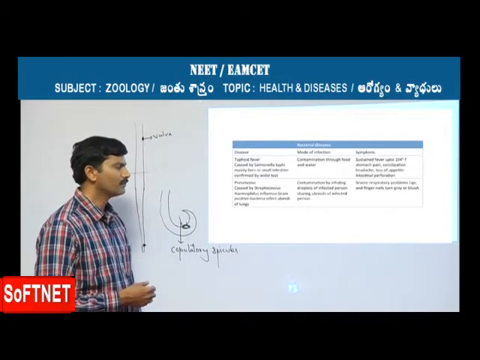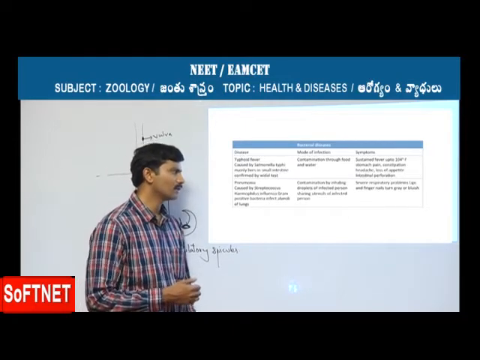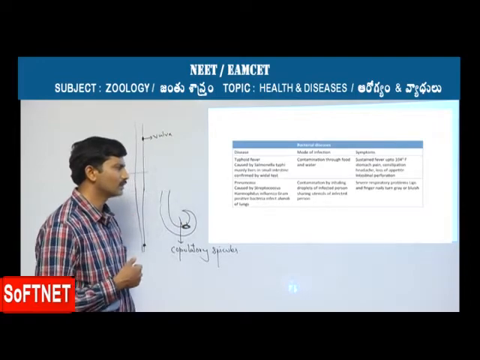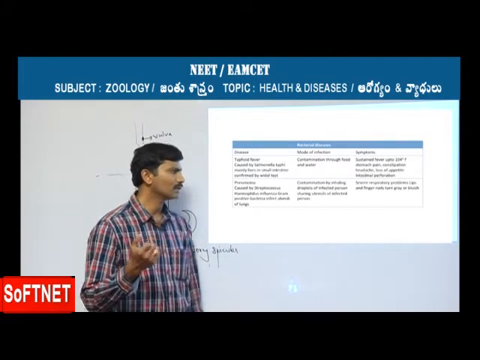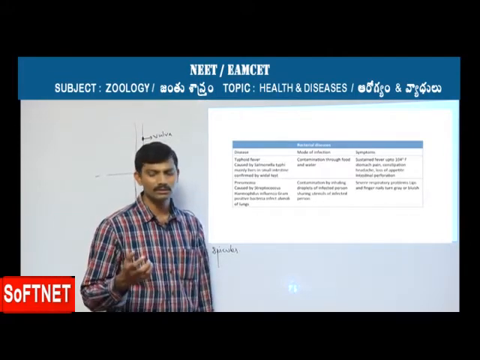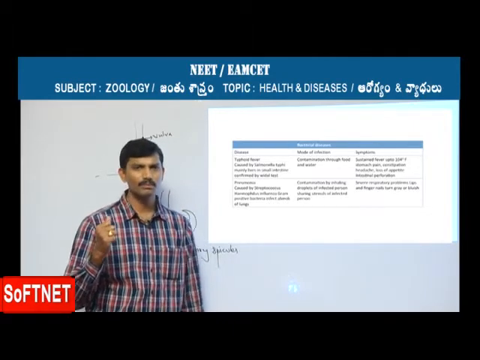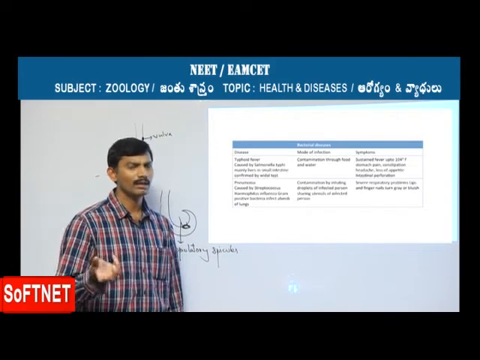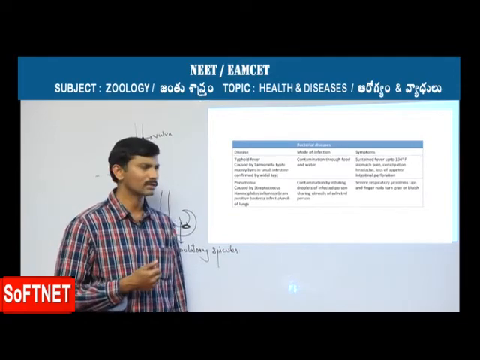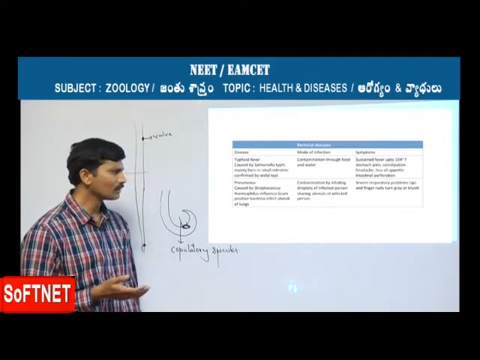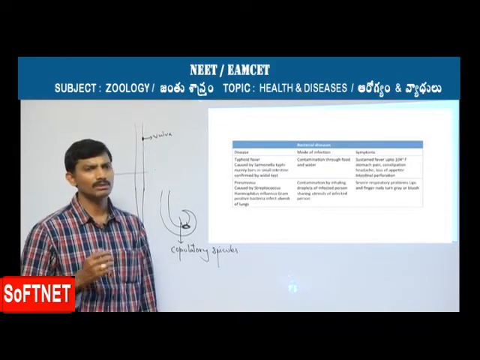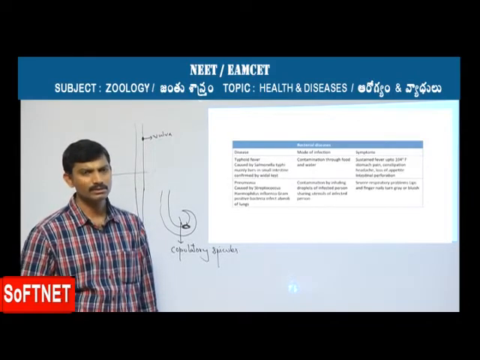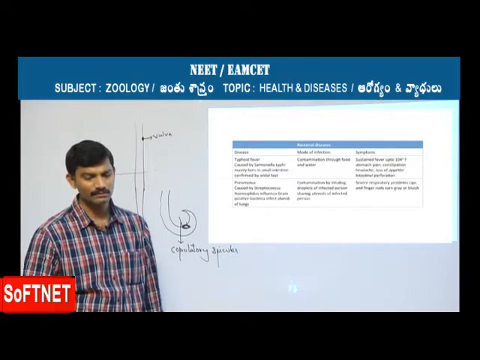So it is responsible for causing severe respiratory and breathing problems, and the lips, fingers, and nails turn grey or bluish. These are the symptoms: respiratory problems and breathing difficulty, along with the nails turning grey or bluish. So one is typhoid, and another one is pneumonia, which we commonly get affected by.